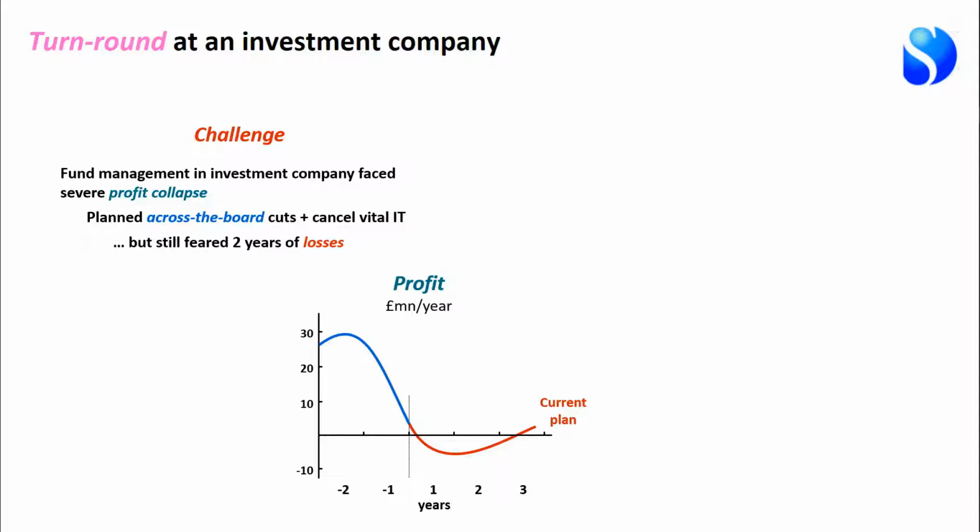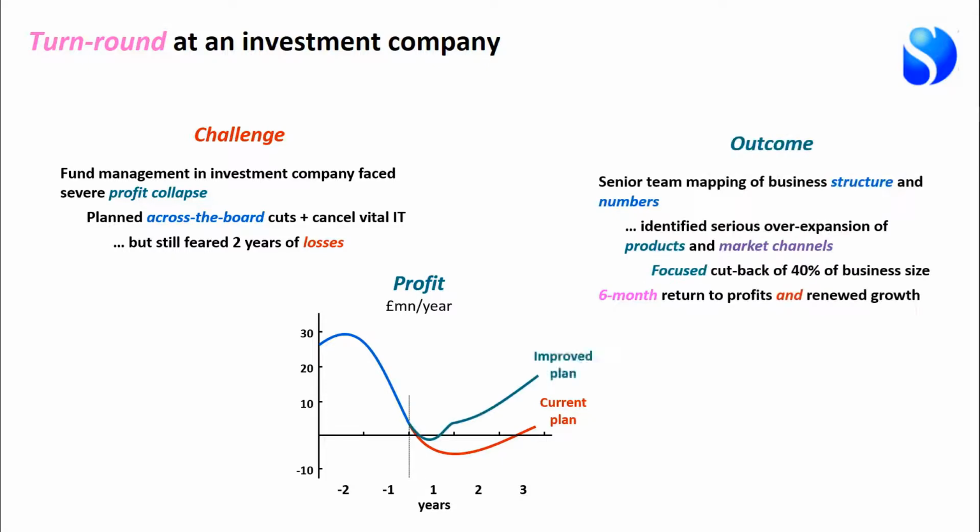And the other reaction was to cancel a multi-million pound investment in IT systems, essential for the future of the business, but that was going to be canned. And in spite of those actions, it was likely that they would still continue with 2 years or more of losses from this business. What we did here was we mapped and modelled the business with the senior team.